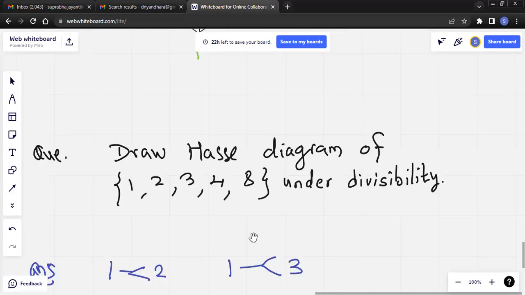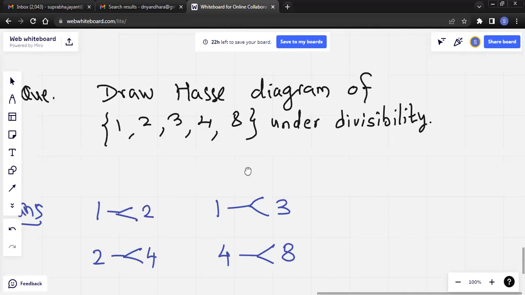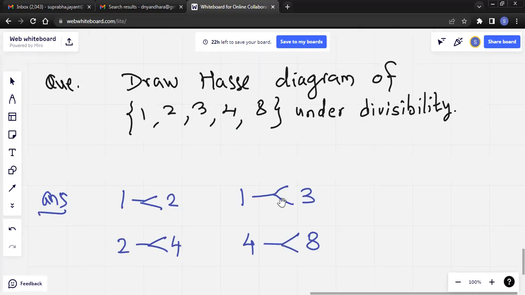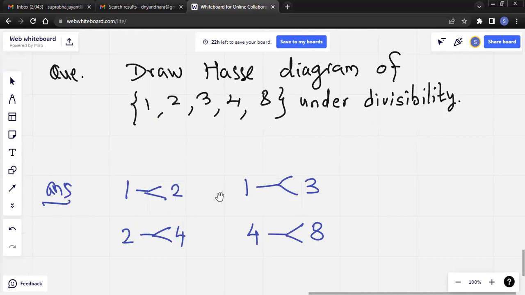Now I would like to go with the next question. If any random set is given and we are asked to draw a Hasse diagram under divisibility, how do we go? Again you go with the precedence. 1 divides 2, 1 divides 3, 2 divides 4, 4 divides 8. 2 also divides 8, but between 2 and 8 you have 4. So this is known as precedence. Between 2 and 4 there is no other divisor in this set. 4 and 8 do not have any number in between them. So this is known as precedence.